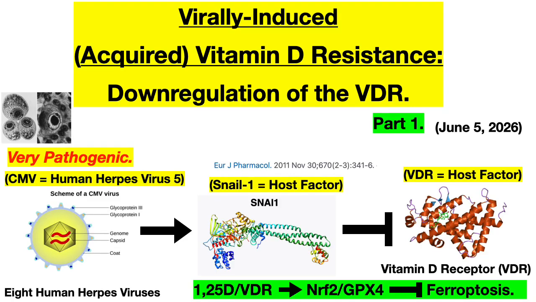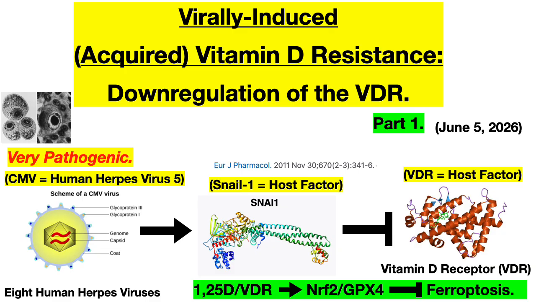Virally induced vitamin D resistance, downregulation of the vitamin D receptor, Part 1. These are notes for June 5th, 2026. Virally induced vitamin D resistance is a clear example of acquired vitamin D resistance.